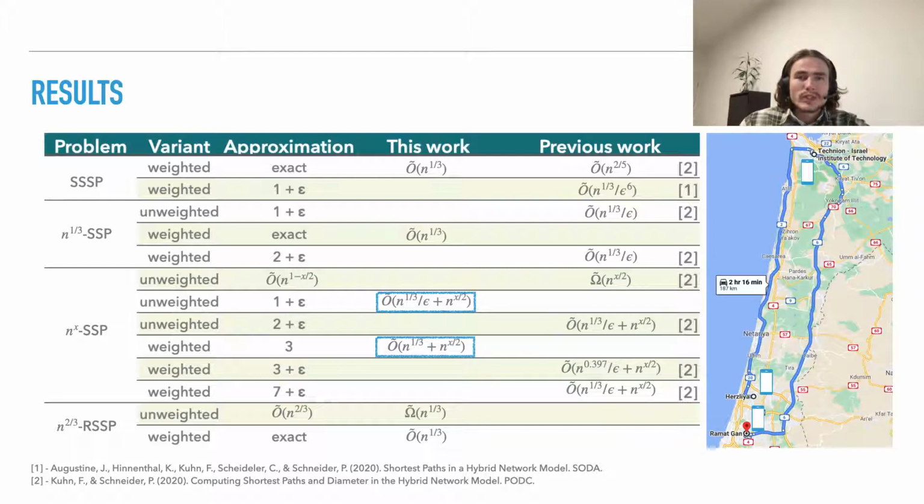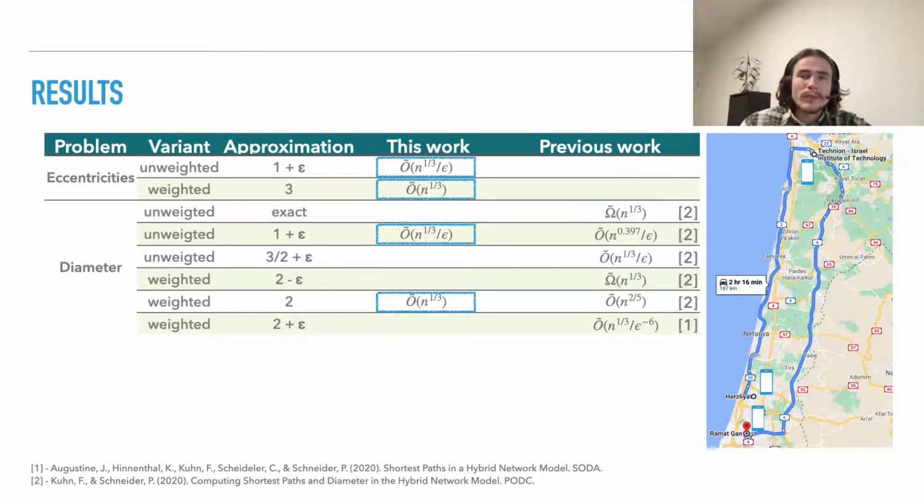Those results are based on the solution to the problem we call n^{2/3}-RSSP. In this problem, each node is included in the set of sources with probability n^{-1/3}. So there are roughly n^{2/3} nodes with high probability, and this is where the notation comes from. We show an algorithm which computes exact distances from a set of sources sampled with probability n^{-1/3} in roughly n^{1/3} rounds. This is tight up to a polylogarithmic factor due to a lower bound we show, which is a modification of the lower bound technique introduced by Augustine et al. This also improves upon results given implicitly by Kuhn and Schneider.